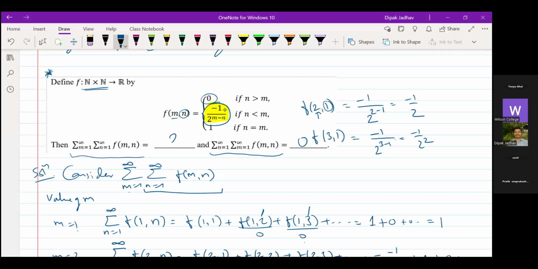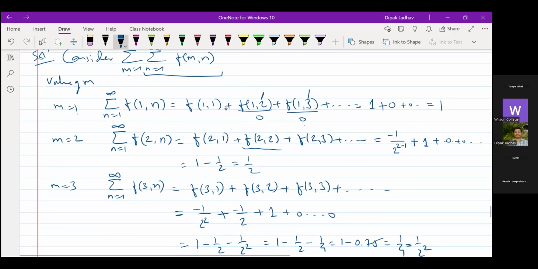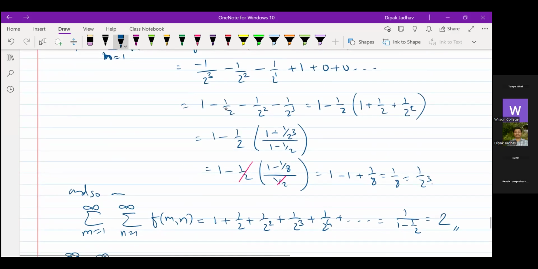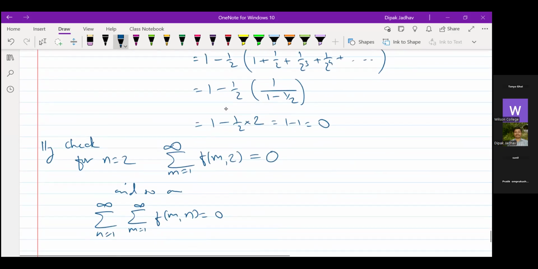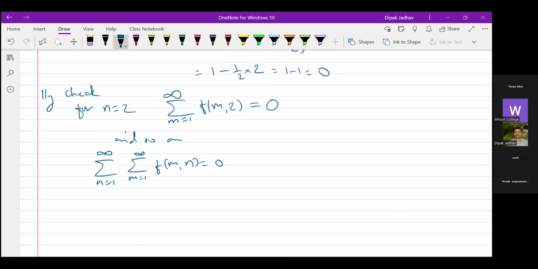This is 0, and this is so strange. If you interchange, if you rearrange the terms of the series, you are getting two different sums. One is 0, another is 2. It's a double sum, not a single sum. Spend some time on understanding this. Can we move on to the next? Yes, sir.